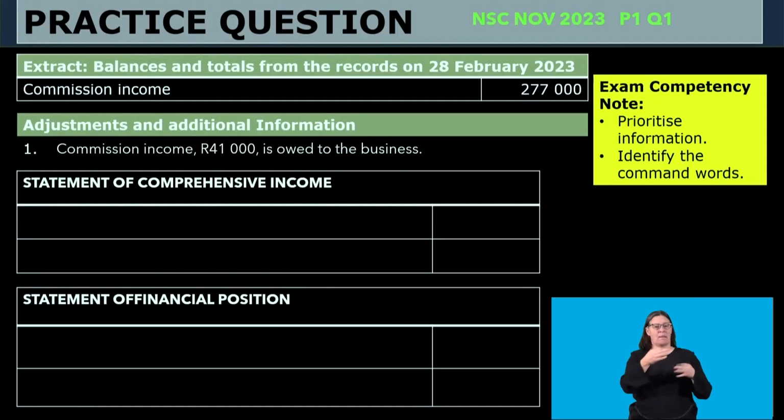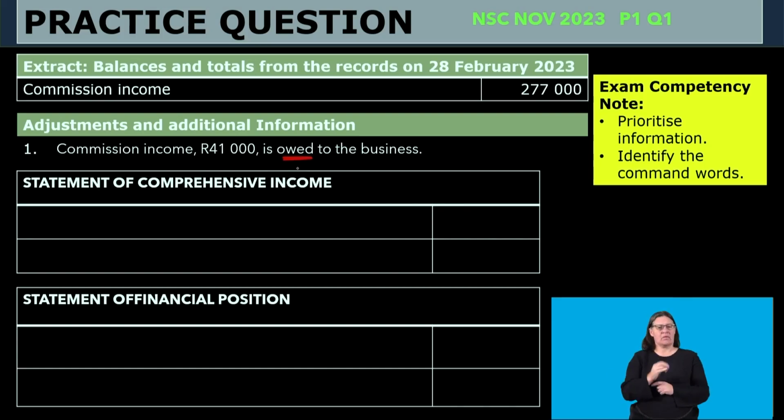My first activity is going to come from the NSC November for the year 2023. My focus is on paper 1, question 1. I'm going to take certain adjustments that we're going to do together. Let's begin. Adjustment number 1 reads, commission income of 41,000 is owed to the business. So the key word here is owed.